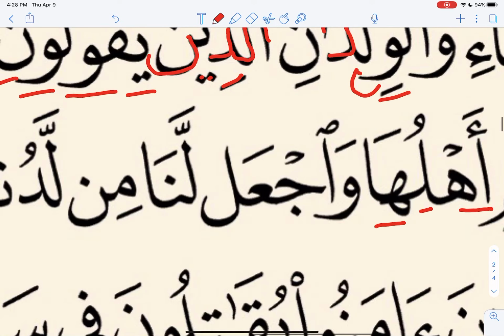أهلها. We're skipping the hamzat wasl again. We're going straight like this. Wajh. We just talked about that. Qalqala with the jim. Waj'al.